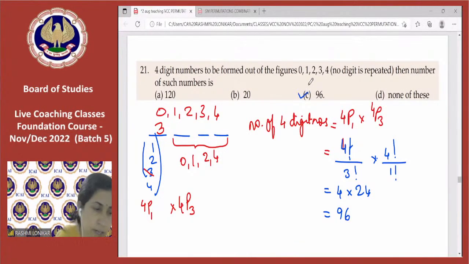Is that clear? Here I have to be careful with the 0. In the first place, I cannot have 0. So I have 1, 2, 3, 4 only. So remaining, and in this case, in all the remaining places, I can have a 0.